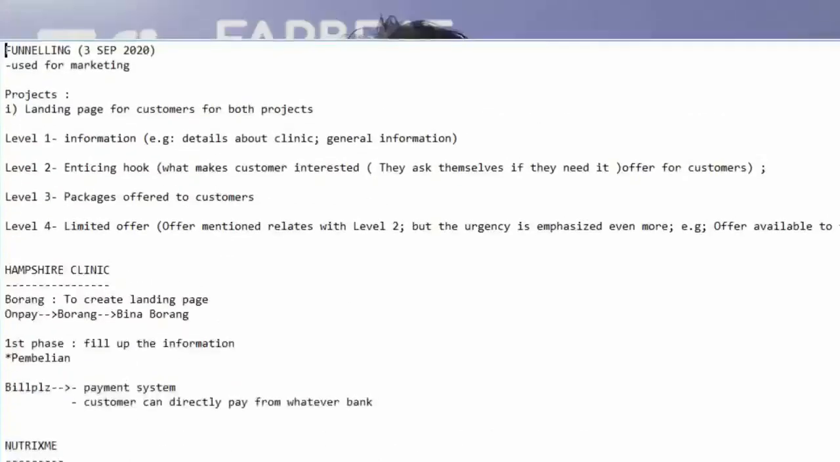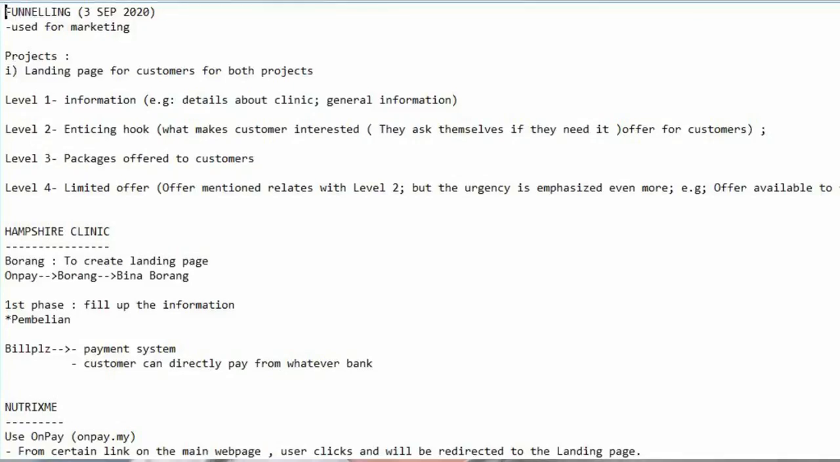On that same day, we continued with our funneling task and our database project as well. So onto the funneling task, we revised on the funneling concept and laid out our arrangement of information. We were already provided the sources of information to be used in our landing page, and all we had to do was to rearrange them using the funnel method and include the necessary packages offered to customers.